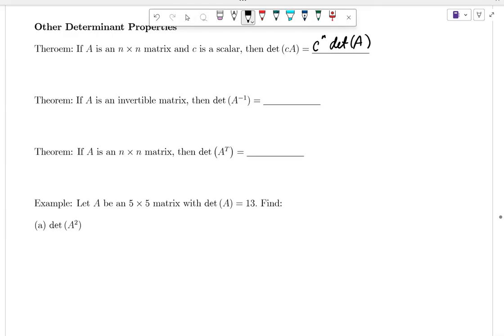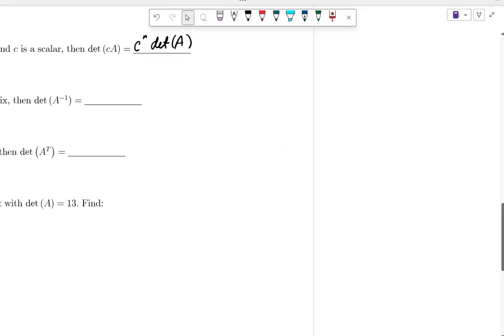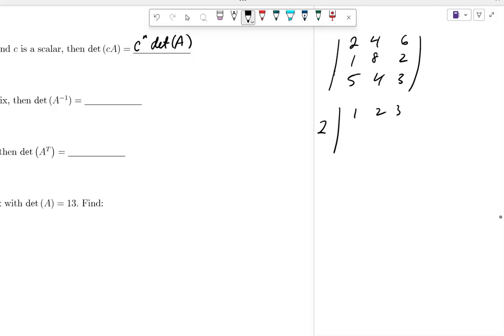It's not the same thing as C times the determinant of A, no, because the constant has to be multiplied by every single row. Right? Remember when we did the row operation stuff? If I had a 2, 4, 6, 1, 8, 2, 5, 4, 3, something like that, we said we could pull the 2 out of the top row, but notice that it doesn't change the rest of the matrix, right? This is saying I'm pulling the constant out of the first row and out of the second row and out of the third row and so on down the line.